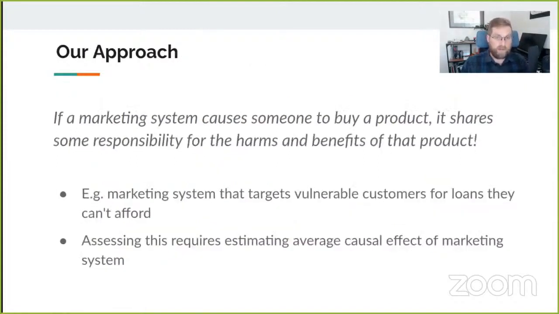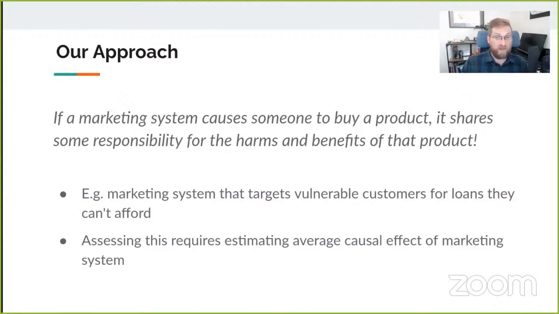There are lots of ways to think about analyzing this kind of system under the methodology, particularly how we think about the harms and benefits of the system. So we based our approach for the case study on the following idea: if a marketing system causes someone to buy a product, then it shares some responsibility for the harms and benefits of that product.